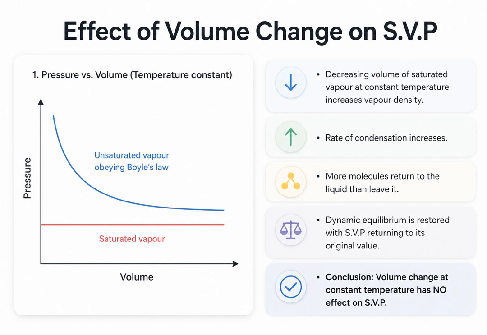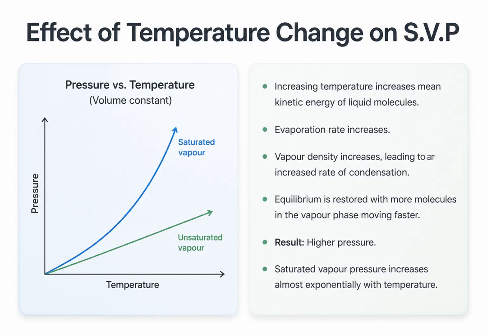This is why saturated vapors do not obey Boyle's law. Changing the volume at a constant temperature has absolutely no permanent effect on the saturated vapor pressure. Now, let us see what happens when we change the temperature instead of the volume.